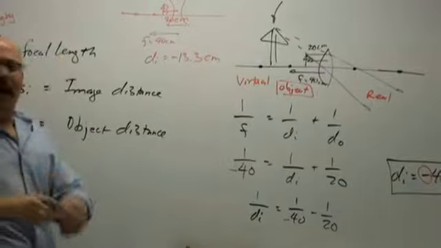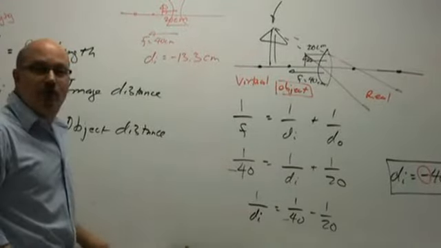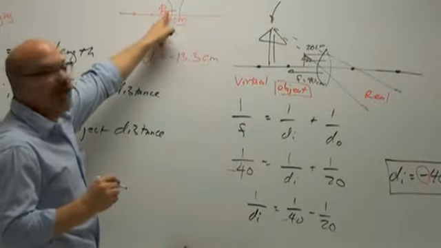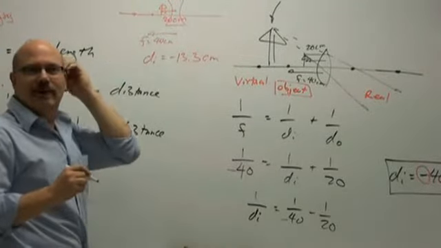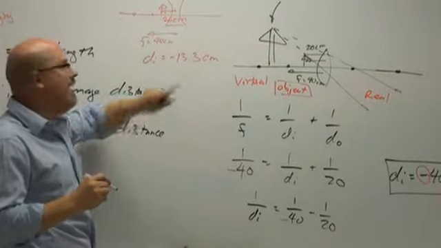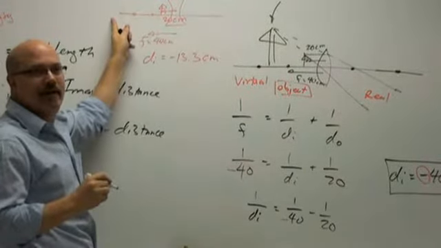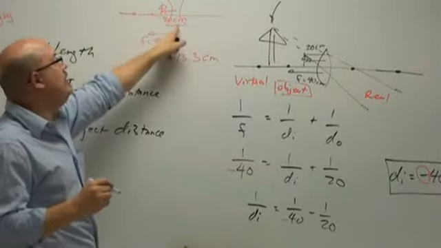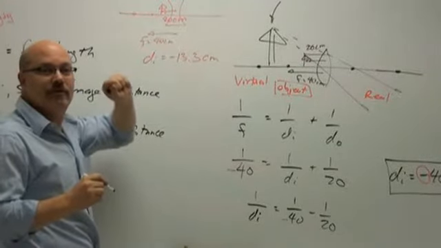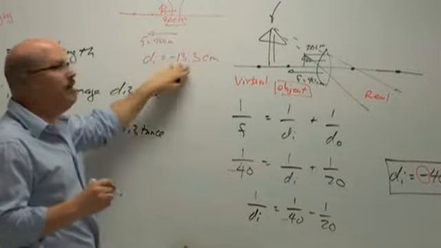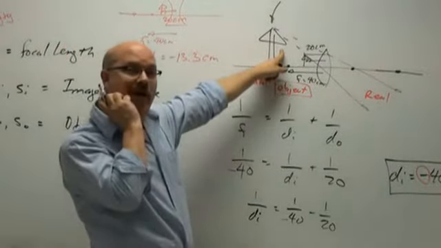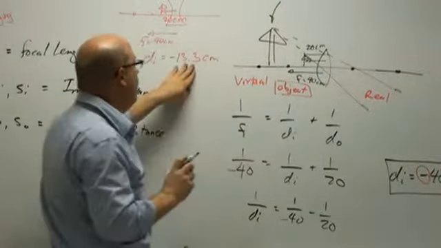So where would that image form? Between the object and the lens. Between here and here, right in there somewhere, right? Does that make sense? Should this lens produce an image on this side? That's the virtual side. Does this lens produce a virtual image? Yes, it does. And the virtual image should be smaller, right? Whereas this virtual image is bigger. Okay, so that works out.